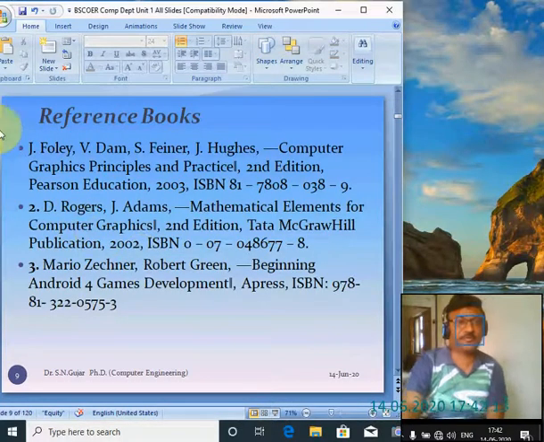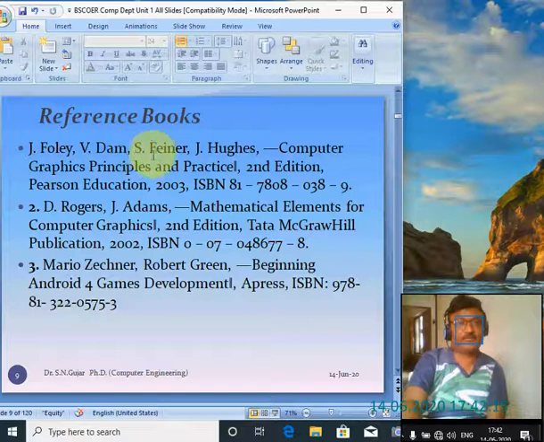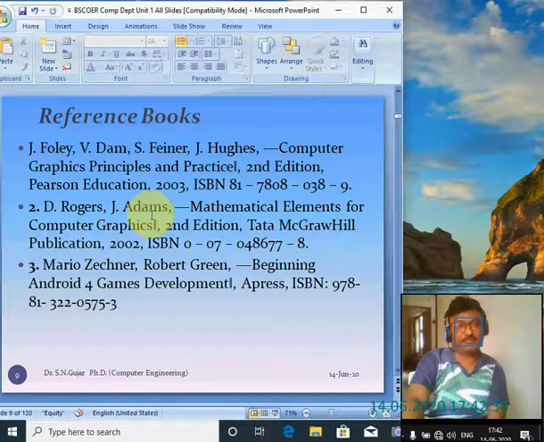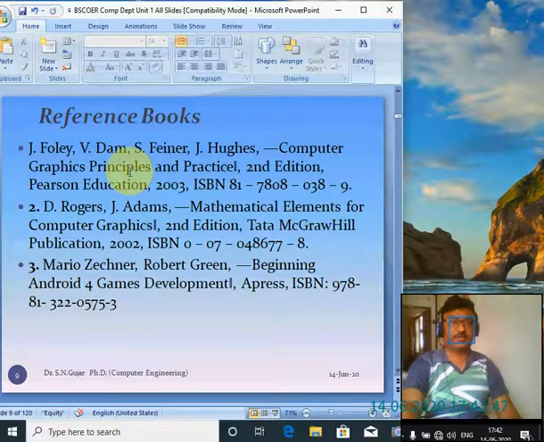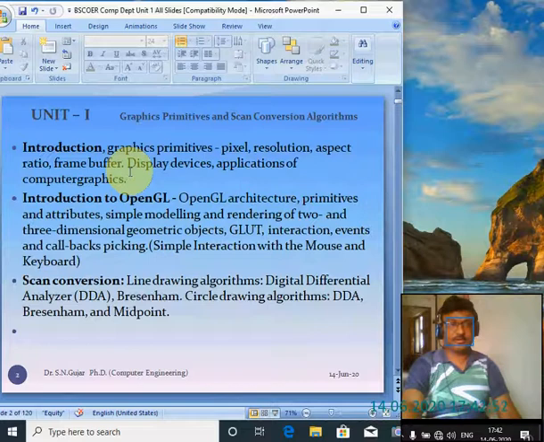Second, the reference books. The reference books are J. Foley and V. Dam, S. Feiner, J. Hughes, Computer Graphics: Principles and Practice, second edition, Pearson edition. Then D. Rogers and J. Adams, Mathematical Elements for Computer Graphics. Second, Mario Zechner and Robert Green, Beginning Android 4 Games Development. This may be an optional book, but the two books are very important that you are going to learn. So these are all the contents that you are going to learn in computer graphics.